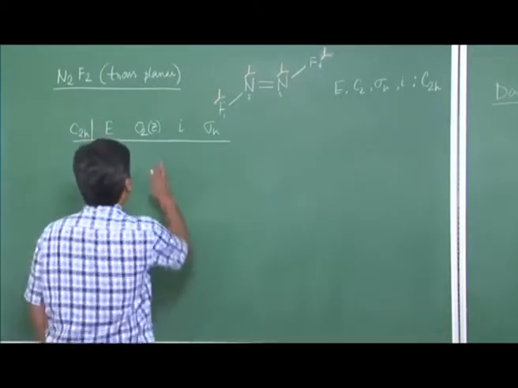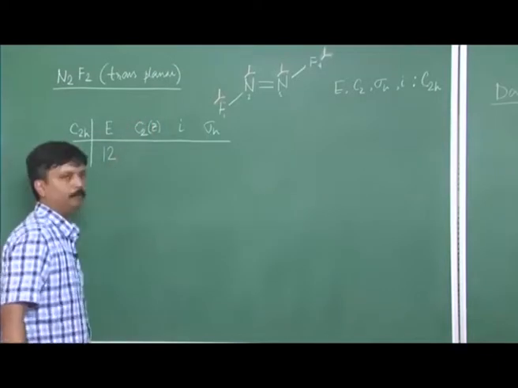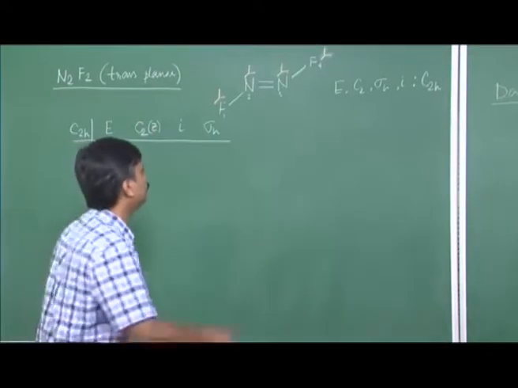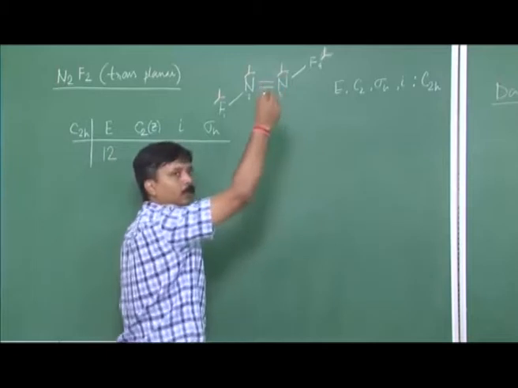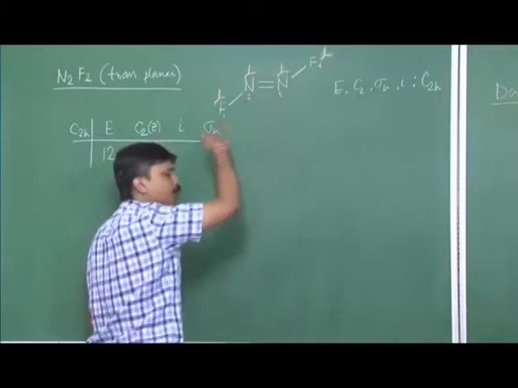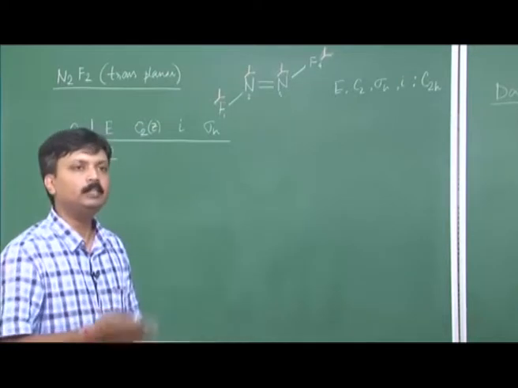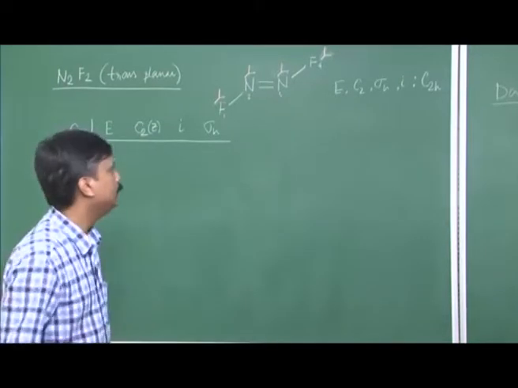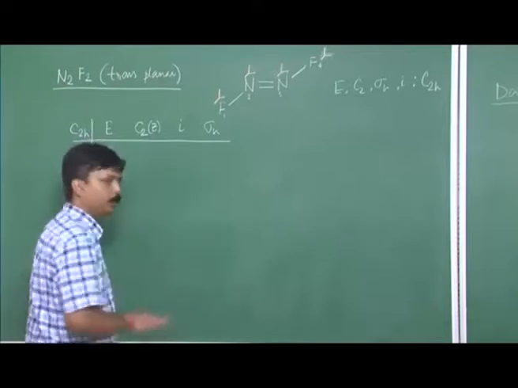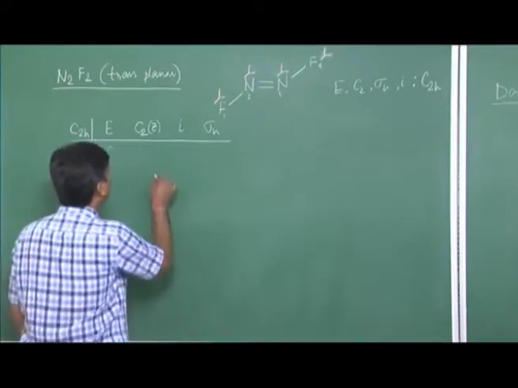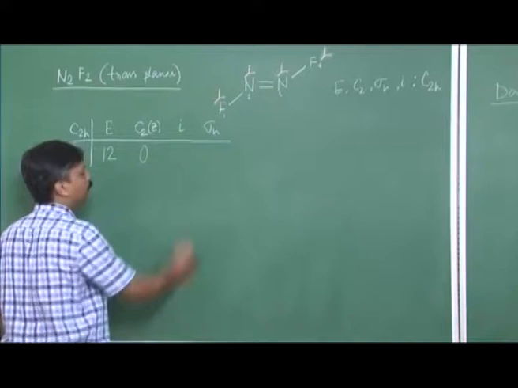Now what will be the fate of C2z? C2z, which is right here, toward you, will shift all the atoms. Shifting all the atoms from their place means the basis functions also will change their place. Thereby they will not be able to contribute anything to the diagonal, and ultimately you get a character 0.